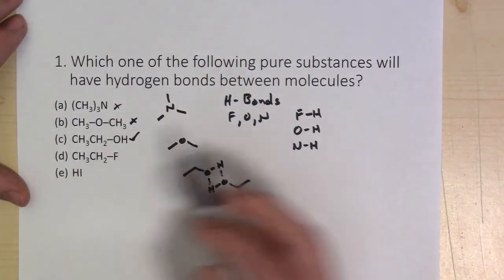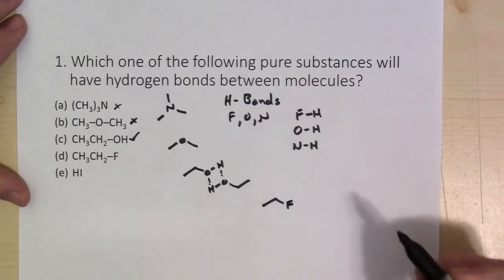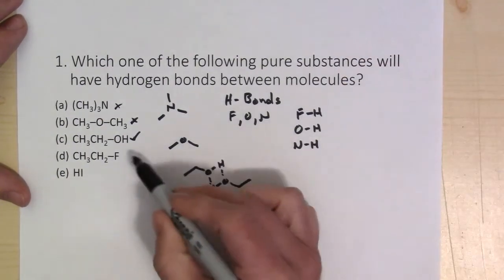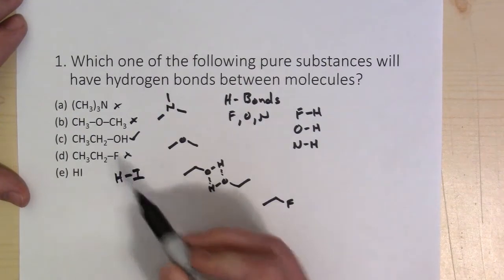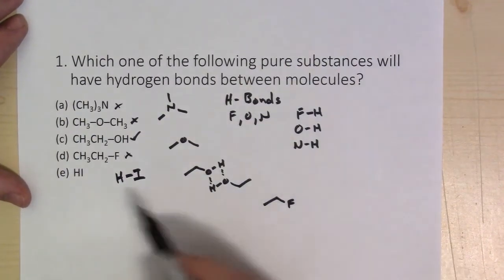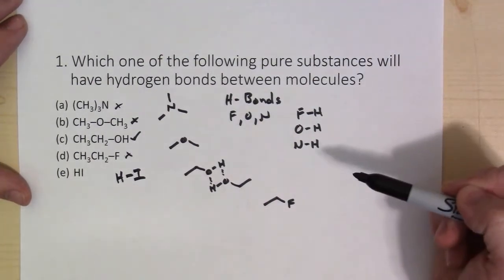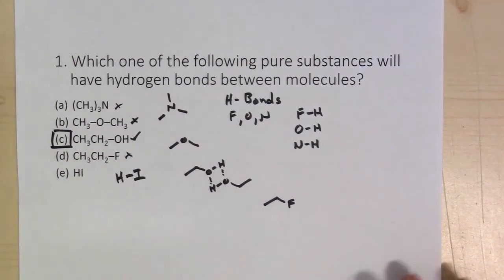Here we have fluoroethane, so 2 carbons with the fluorine. Here the fluorine is bonded to carbon. We need it bonded to hydrogen. So that one's out, and then HI, hydrogen iodide, there's only one bond there between iodine and hydrogen. That's not one of the 3 possibilities, so our answer there is C.